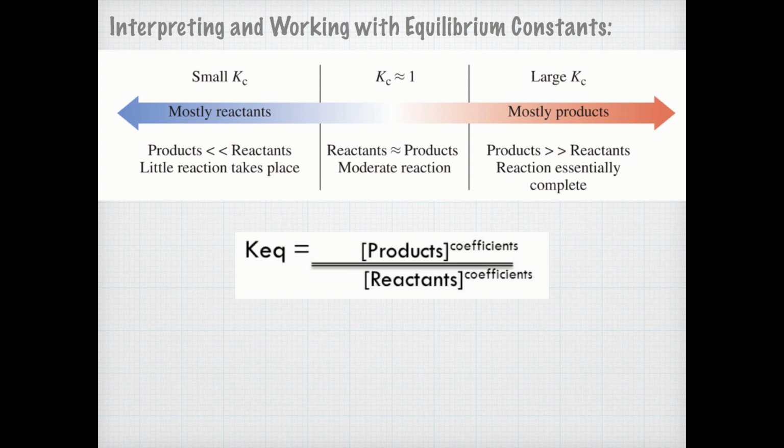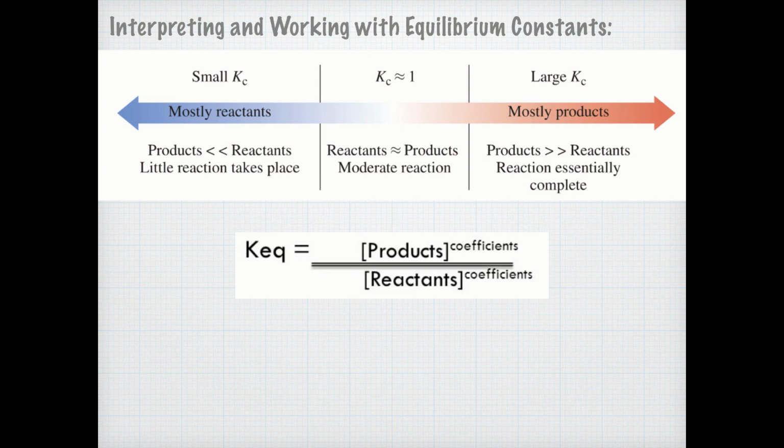Specifically, if you have a very large Kc, then that tells you that you're going to mostly have products, or that your products are favored. And if you have a really small Kc, meaning your Kc is less than 1, then your reactants are going to be favored, okay? Meaning that you're going to produce very few products.